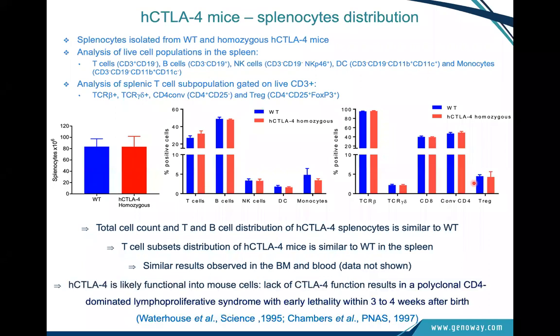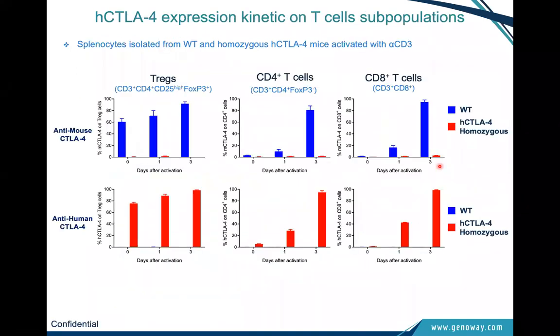And second, it suggests that CTLA-4 is functional, because when CTLA-4 is impaired, that results in lethality of the animal, whereas here we did not see any lethality. The functionality of CTLA-4 was also tested by activating splenocytes from those mice with anti-CD3. And as you can see, in the humanized model we detect CTLA-4 expression on Treg, CD4 cells, and CD8 cells, and that expression follows the same kinetics as what you observe in wild-type mice, here in blue.